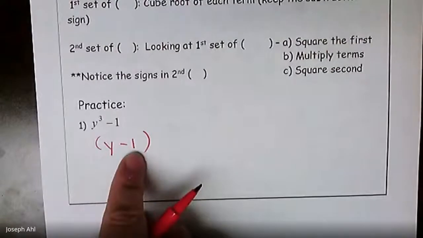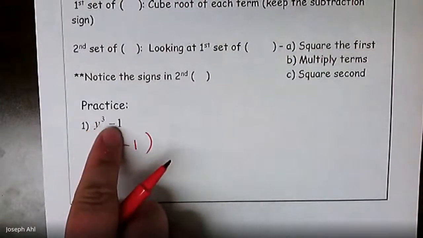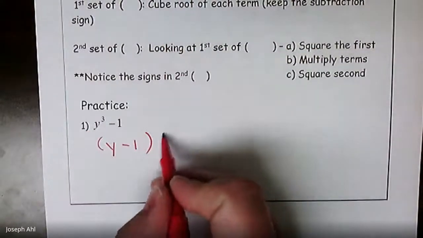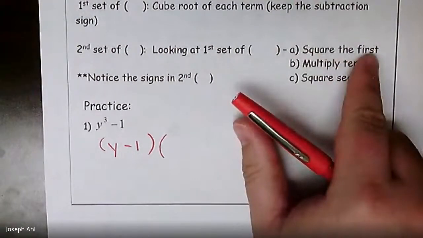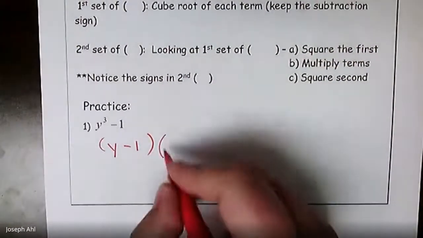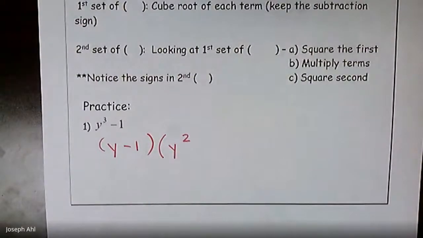Okay, so y and 1 are the cube roots, respectively, of y cubed and 1 up here. So how do I do the trinomial that follows? I have to square the first term. The first term is y. So the first term in the trinomial should be y squared.